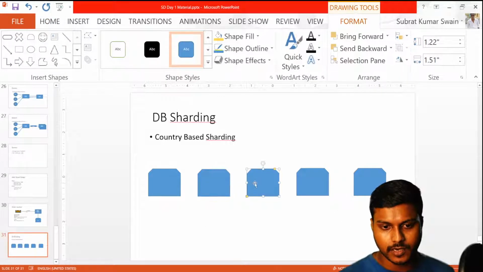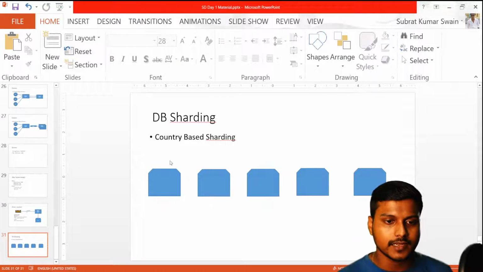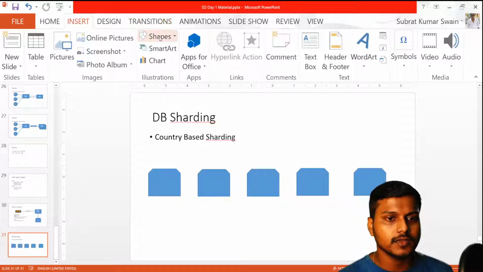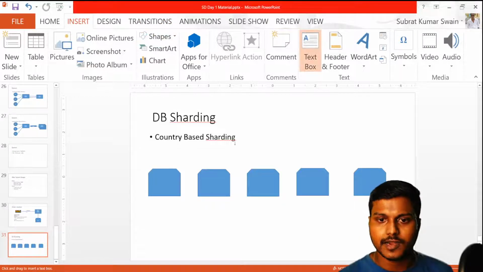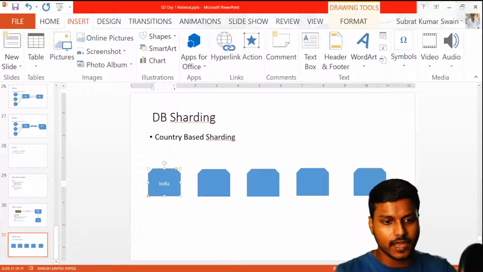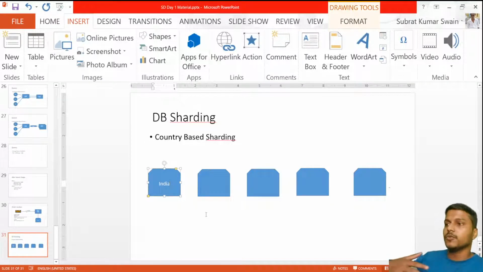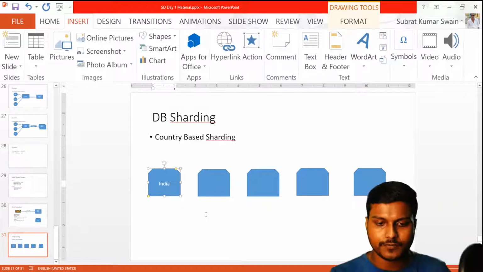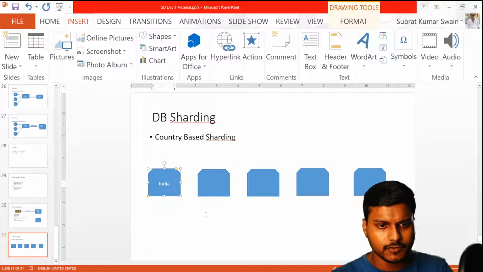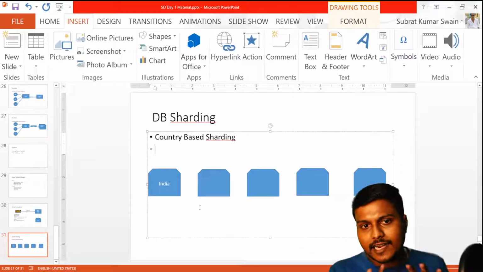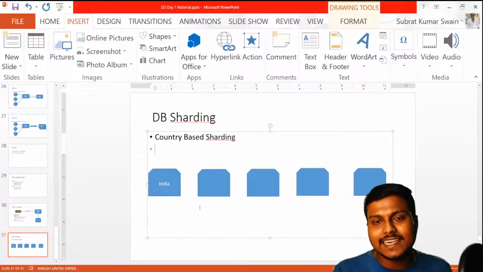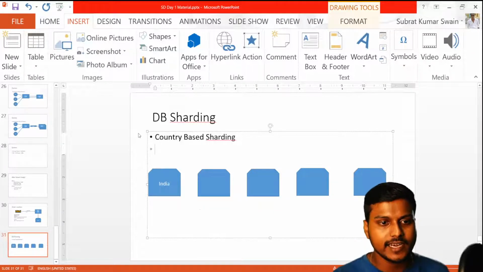You are keeping a number of databases with you. In country based sharding, for each country there would be a designated database. Let's say this is for India, and I'm considering the Uber app. For some other project, you can go for other ways of sharding, but here I'm taking country based sharding. So all the data of the users in India would be stored in this database.